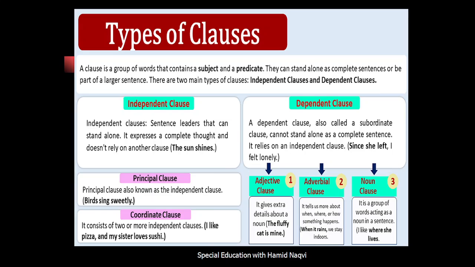Now these clauses, as I partially mentioned before, there are three types of clauses: adjective clause, adverbial clause, and noun clause. To begin with, let me remind you, I said it before, a clause is a group of words that contain a subject and predicate. Don't forget that. In a clause, there is a subject. In a clause, there is a predicate.